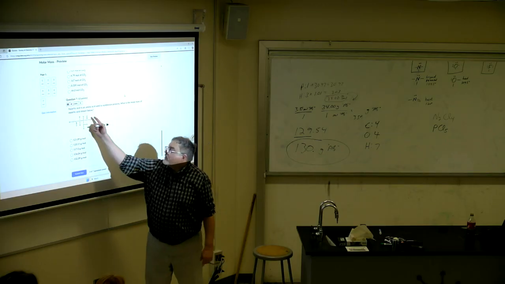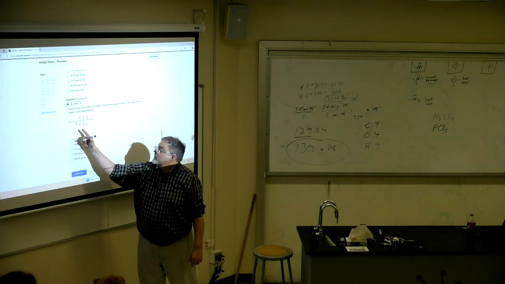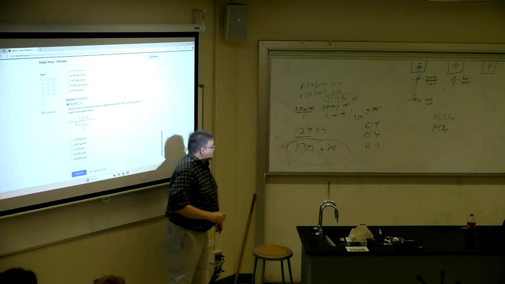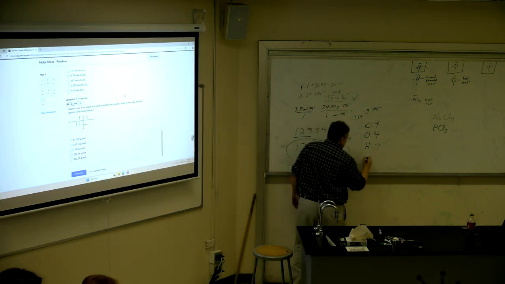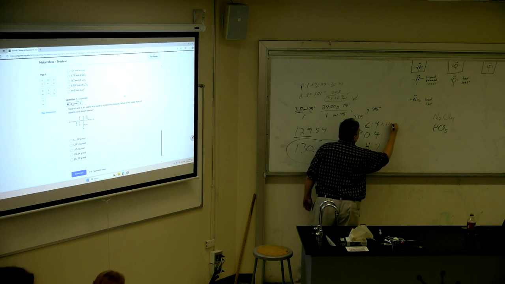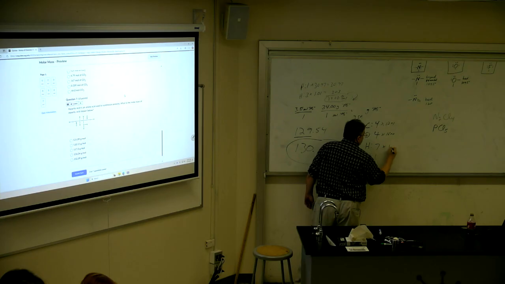And isn't there a sulfur? No. There's a nitrogen. 1, 2, 3, 4, 5, 6, 7 hydrogens. 1, 2, 3, 4 oxygens. 4 carbons and 1 nitrogen. Times 12.01. These are from the periodic table.